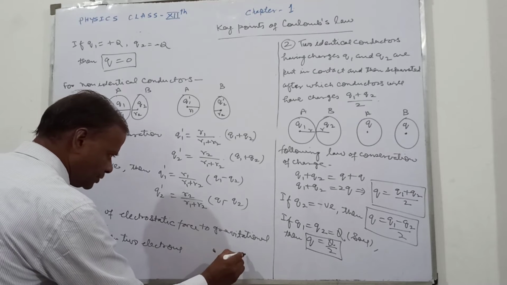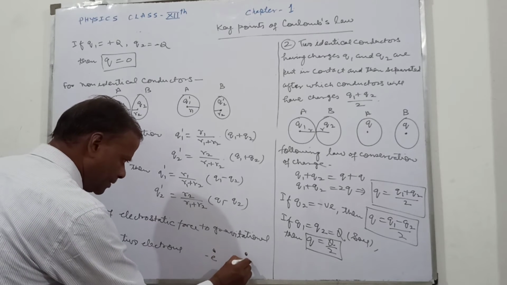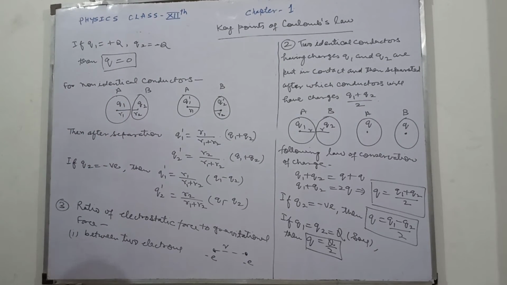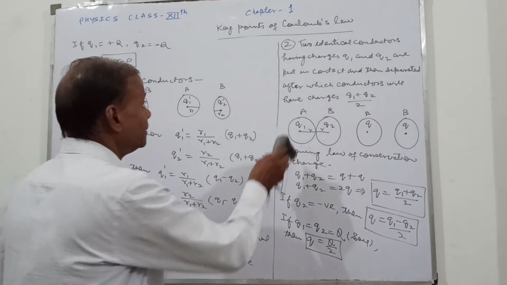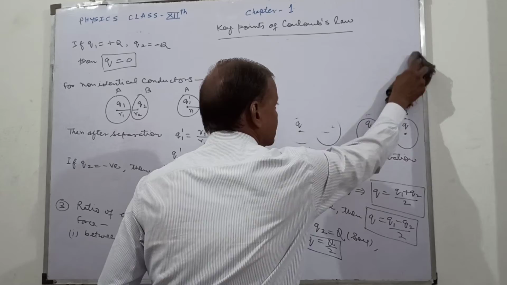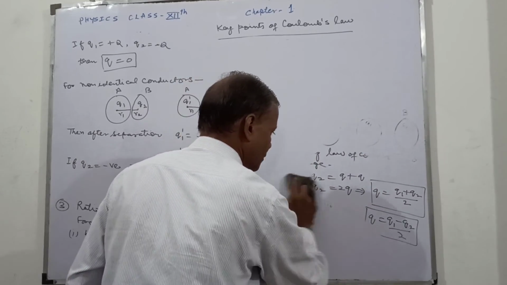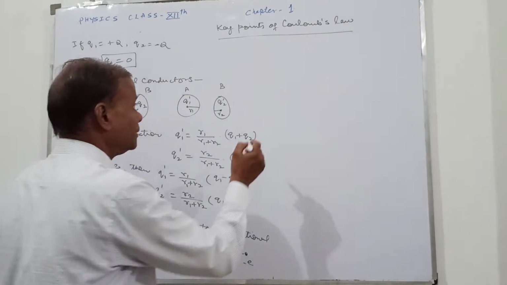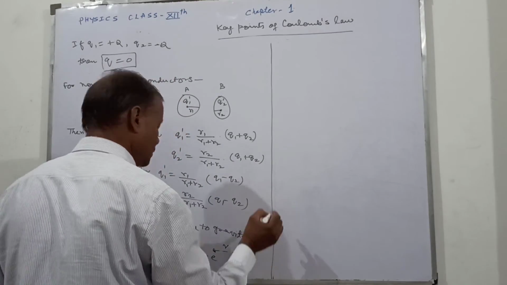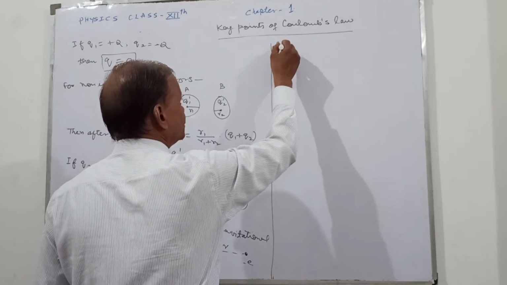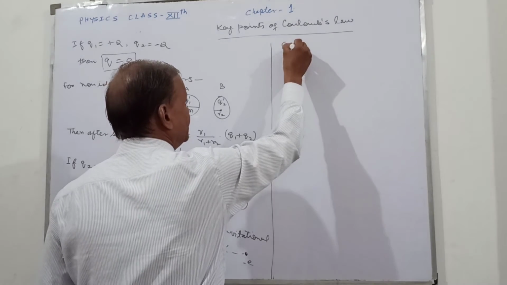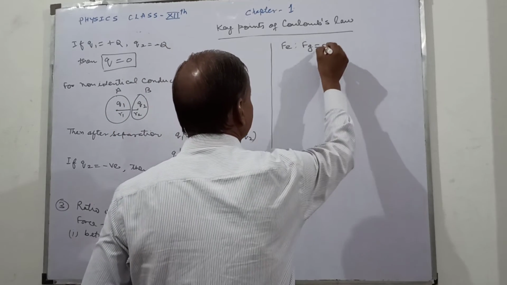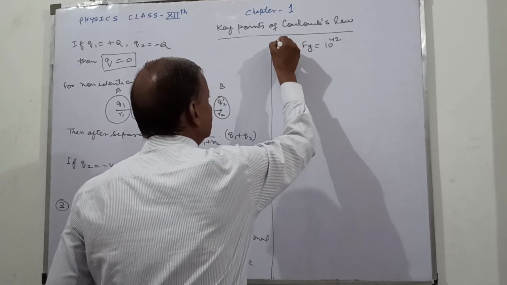Suppose you are given two electrons, minus e and minus e, at distance r. Now the electrical force Fe ratio Fg, the gravitational force, this will come out to be 10 raised to the power 42. This is now the relation.